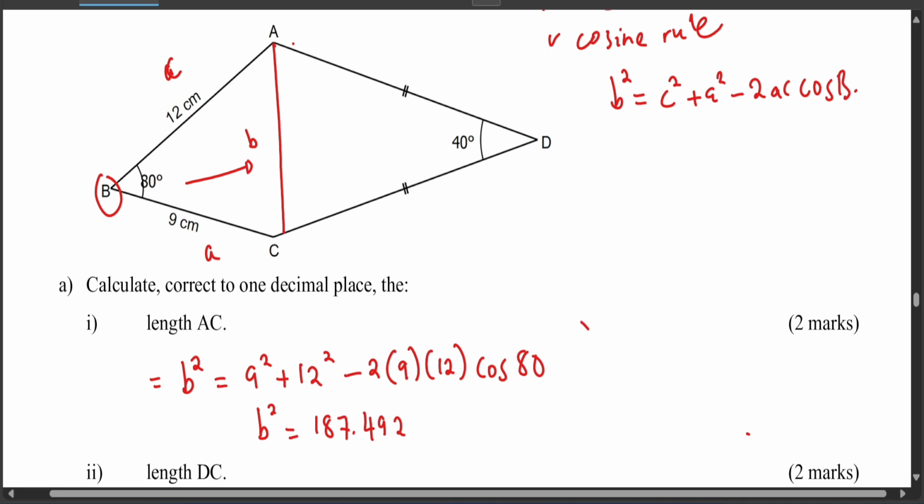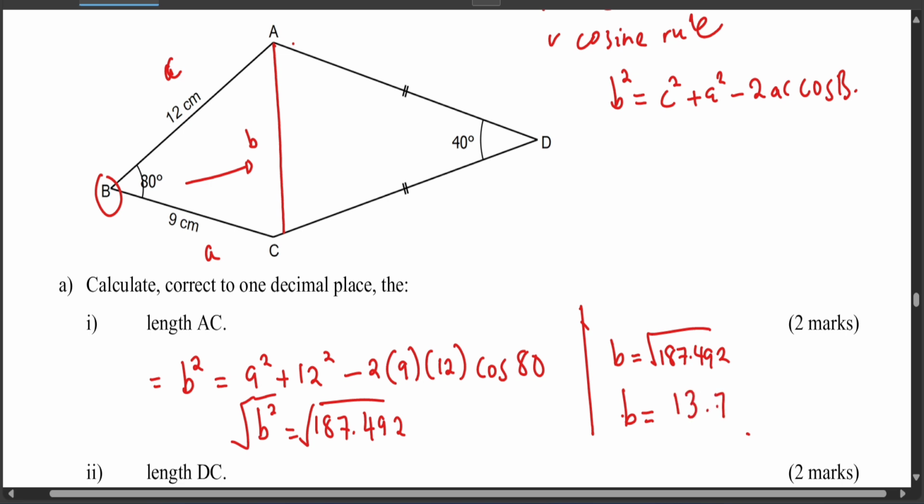So for you to calculate b, utatafuta square root ya b squared. So b is given by the square root of 187.492. The square was eliminated because of the square root. So square root ya hiyo 187.492 gives you 13.7, one decimal place, remember. Kwenye calculator yako utasoma 13.69, but to one decimal place you round the 6 up, so it becomes 13.7 centimeters. 2 marks za bure.